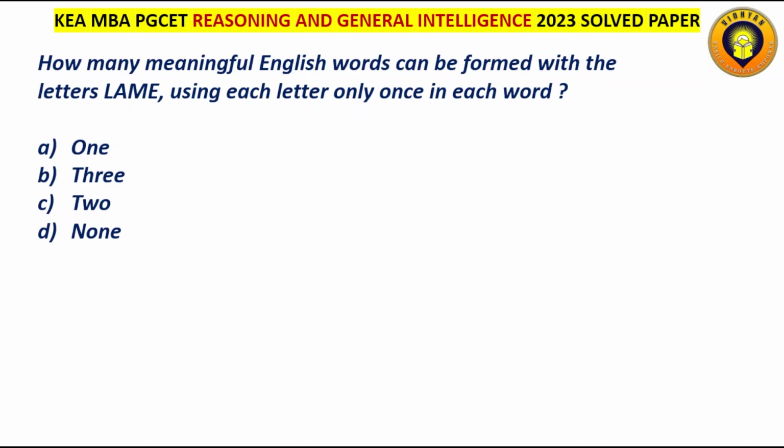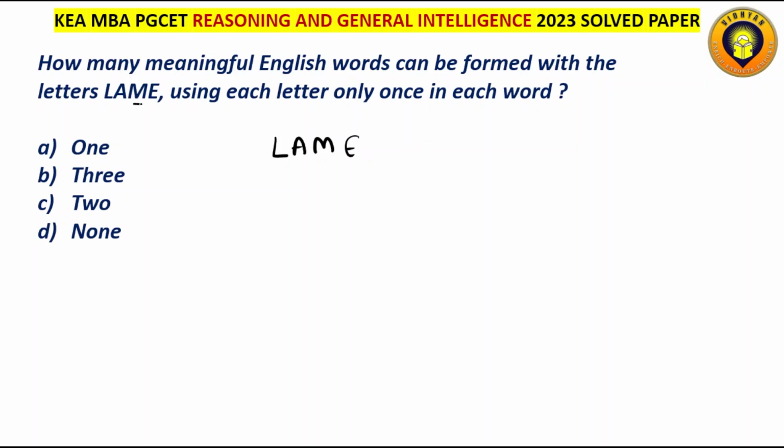How many meaningful English words can be formed with the letters L, A, M, E, using each letter only once in each word? So, L, A, M, E are the letters. How many meaningful English words can be formed? LAME itself is an English word, which means dull. Okay, so this is one word.